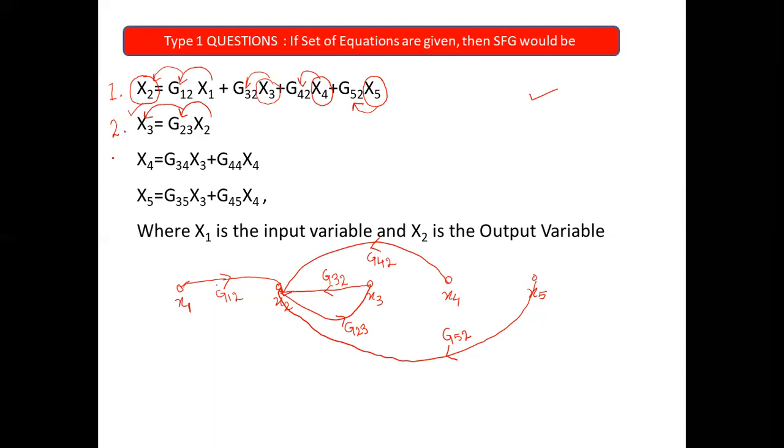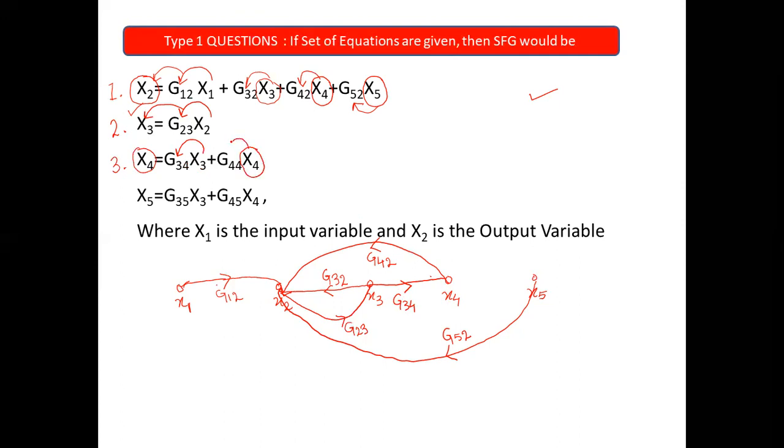Now let's consider equation number 3. In this we have to look after the x4 variable. How are we obtaining this x4 variable? A signal from x3 is getting multiplied by g34. Let's take a signal from x3 going to x4, and the gain is g34. It means x3 is getting multiplied by g34 and it is turning up to x4. Now there is another signal, that is x4.